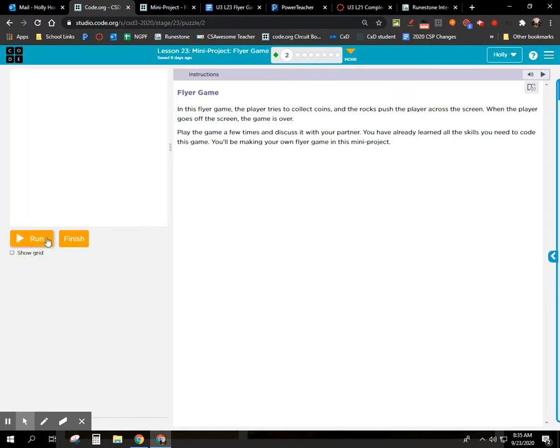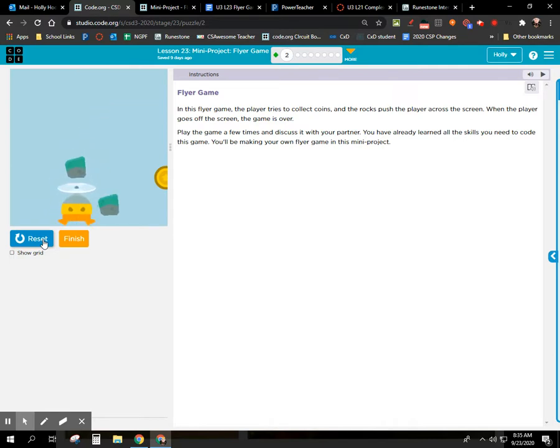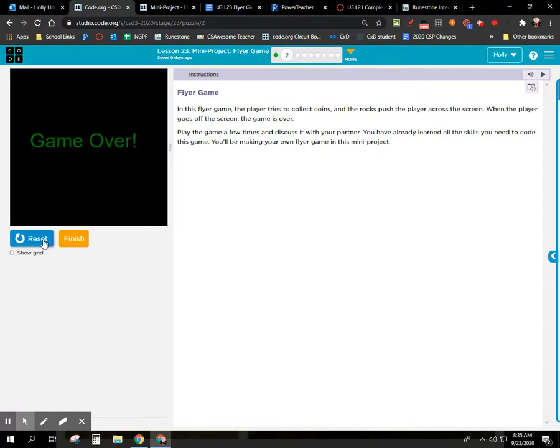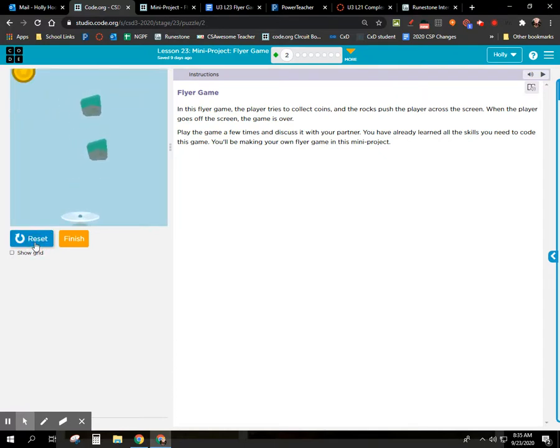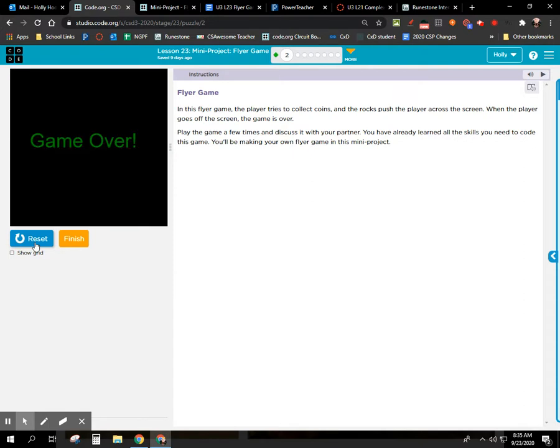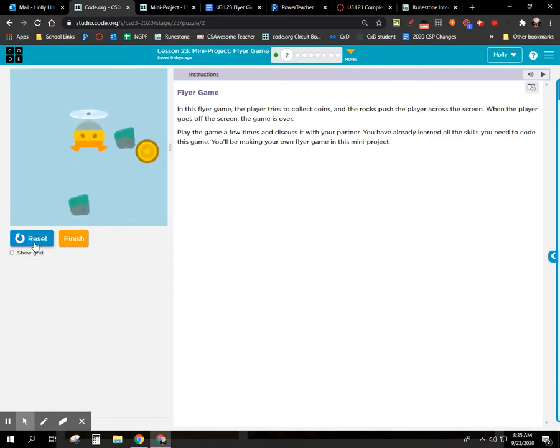So we're going to play it a couple times, and I am controlling my flyer with my keys, my up and down arrows, and I'm trying to collect this coin. You can see that as soon as I go off of the screen, I'm getting a message that says the game is over. I'm also trying to avoid these rock looking things. So we can see what happens when I'm touching the rock, like I'm not able to go anywhere. So those are obstacles. I'm trying to collect the coin.